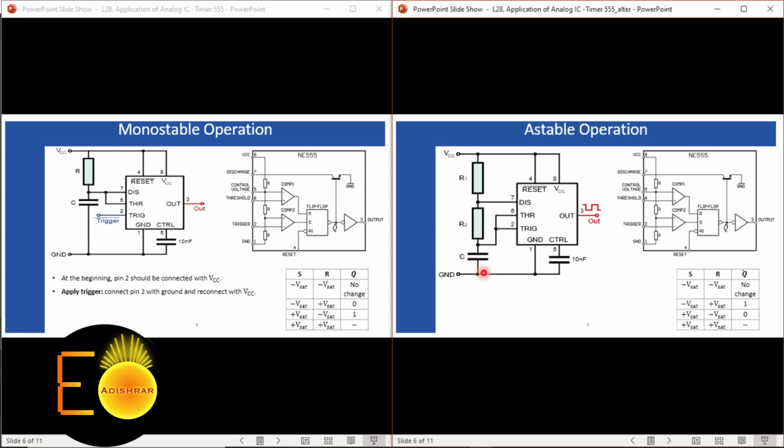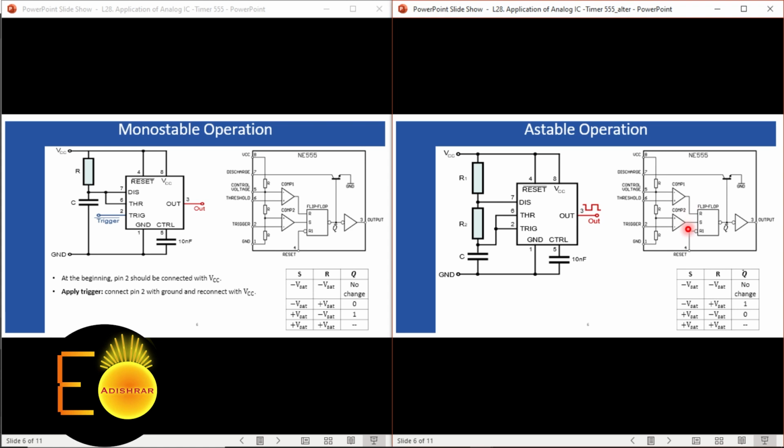Now, when the capacitor is charging up from 0 voltage and reaching 1/3 of the VCC, what is happening? Look at this comparator 2. When it just crosses 1/3 of the VCC, which is the reference voltage of the comparator 2, then the output of the comparator 2 is switching to minus Vset. On the other hand, the output of the comparator 1 is not switching right now, because the potential at its non-inverting terminal is still less than that of the inverting terminal. So therefore, it remains at minus Vset.